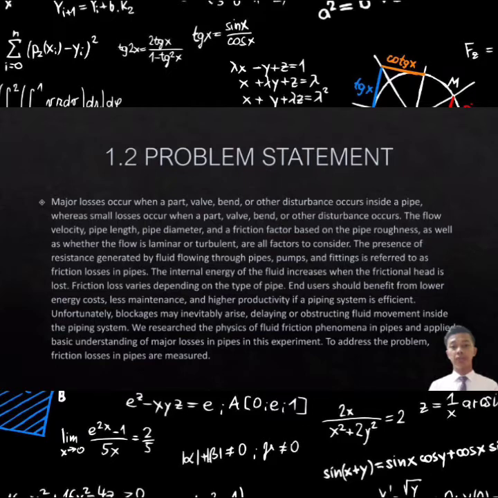End users should benefit from lower energy costs, less maintenance, and higher productivity if a piping system is efficient. Unfortunately, blockage may inevitably arise, delaying or obstructing fluid movement inside the piping system. We research the physics of fluid friction phenomena in pipes and apply basic understanding of major loss in pipes in this experiment. To address the problem, friction loss in pipe is measured.